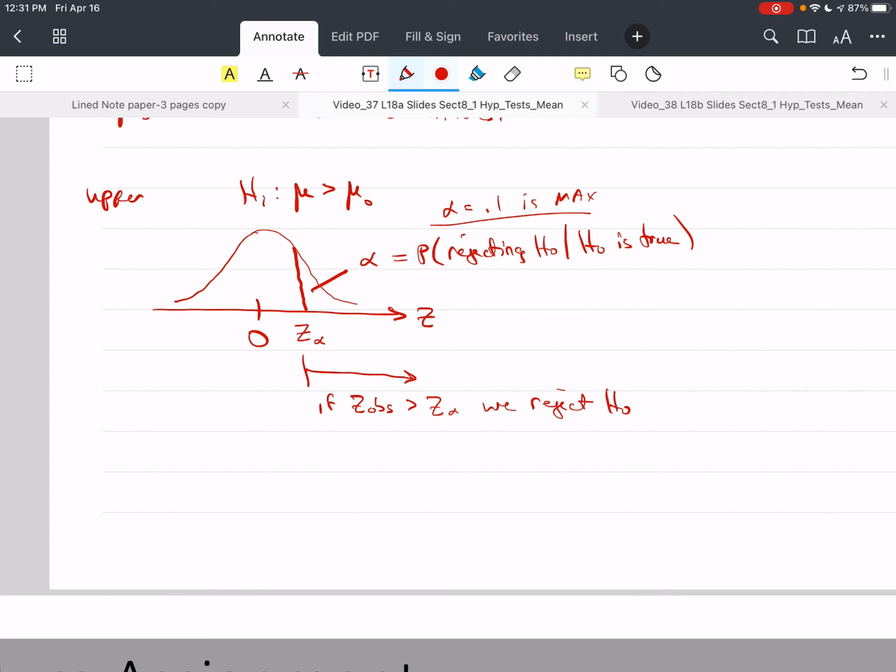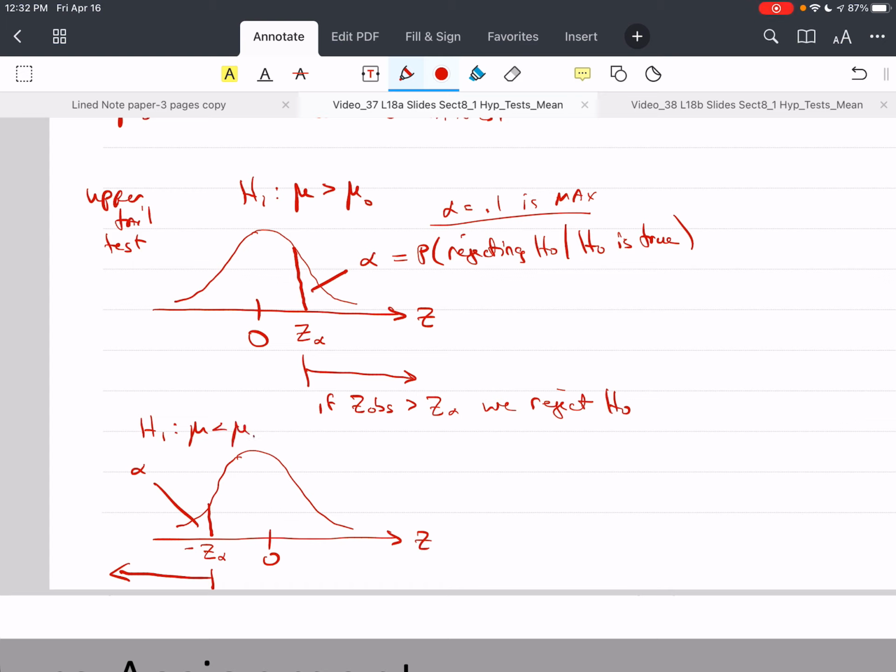For the lower tailed test, still a one-sided test, this would be negative z sub alpha, and the probability here is alpha to the left. Further, again, more extreme or further away from 0. So if we're only interested in our H1, that mu is less than some value mu naught, then our rejection region is when z observed is less than negative z sub alpha.